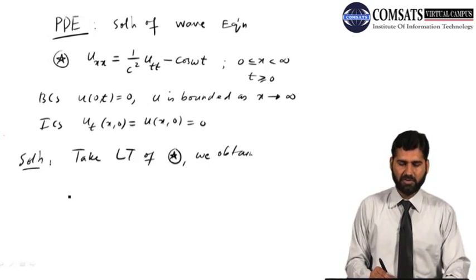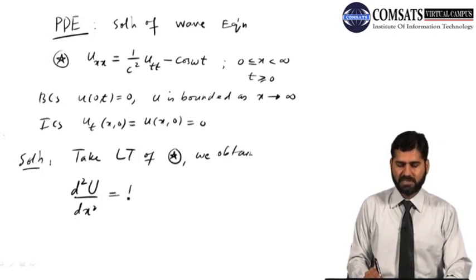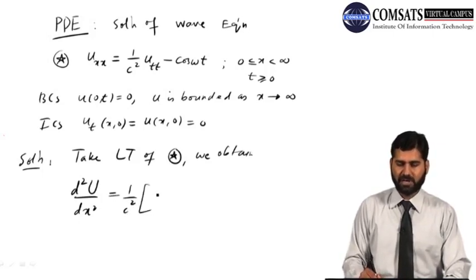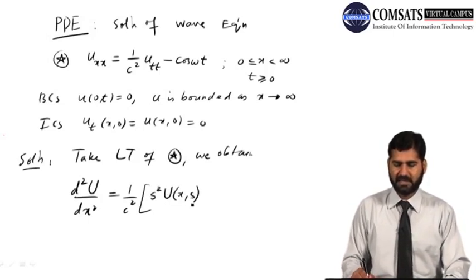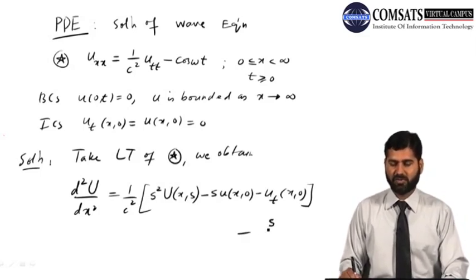u_xx will just give you the second derivative of your Laplace transform with respect to x, d squared U by dx squared, is equal to 1 over c squared, and here I will use the formula s squared U(x,s) minus s u(x,0) minus u_t(x,0), because it is the derivative with respect to time, minus, what is the Laplace transform of cosine? It's s over s squared plus omega squared.